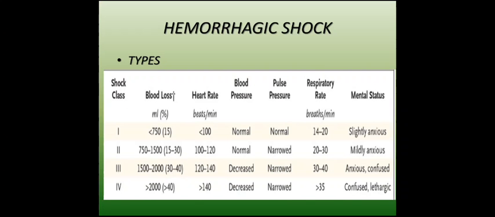In class 3, 30 to 40% of blood loss is seen. This is also called moderate shock, and there is decreased blood pressure. Along with the above findings, there will be oliguria, the pulse is increased but usually less than 100 beats per minute, and patients will be anxious and confused. In class 4, more than 40% of blood loss is seen, that is more than 2000 ml, and blood pressure will be decreased, and mental status is confused and lethargic.